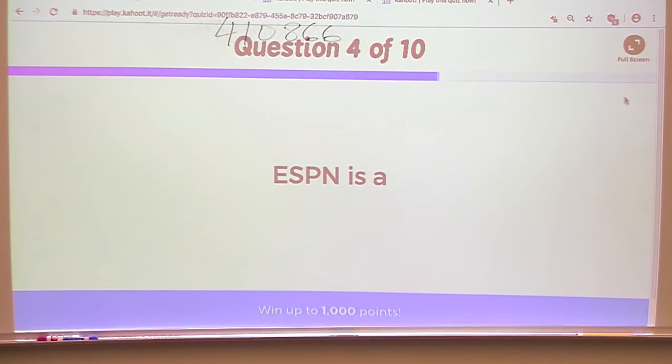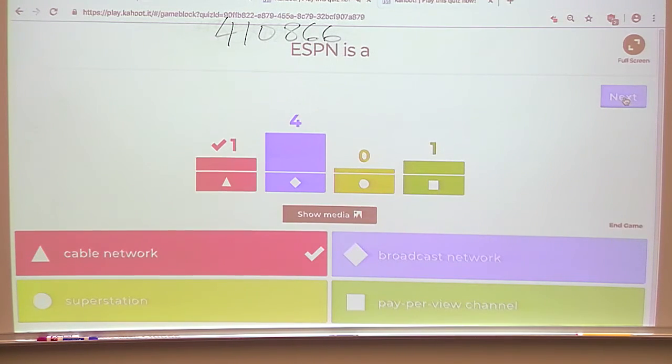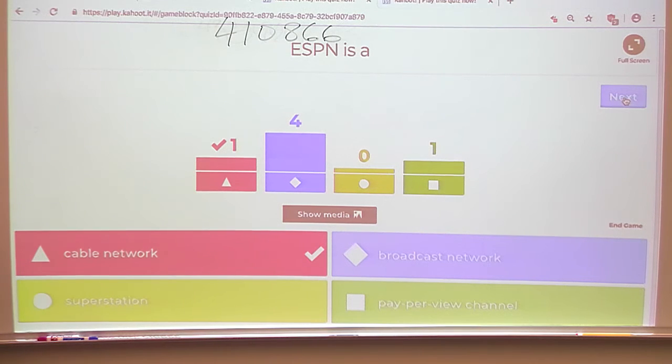ESPN is a what? A failing enterprise? Yes, but it's also a cable network, a superstation, a broadcast network, or a pay-per-view channel. And we're looking for the magic numbers. Okay, excellent. So it is a cable network. Not excellent. 4 people were misled by broadcast network. So ABC is a broadcast network. It broadcasts over the air. ESPN is on cable, so it's a cable network.